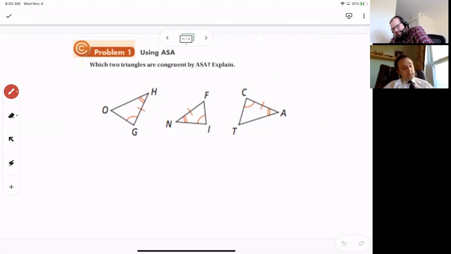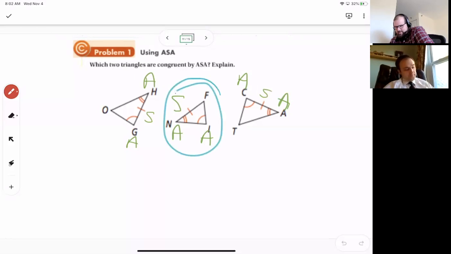So when I look at this, I see that I have an angle, a side, and an angle. I have an angle, and a side, and then I have an angle, a side, and an angle. So pretty quickly, I should be able to see this one does not work, because I didn't have the side in between the two angles. So that means that those two triangles are congruent.